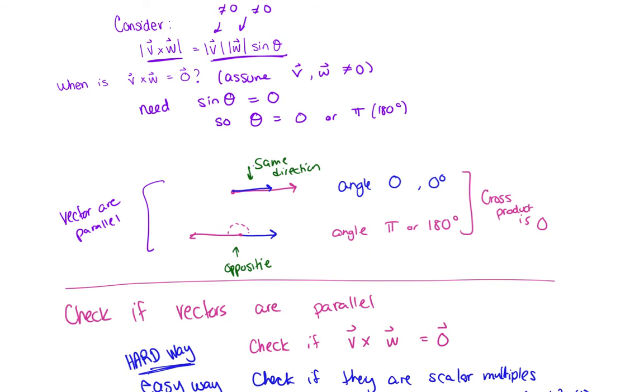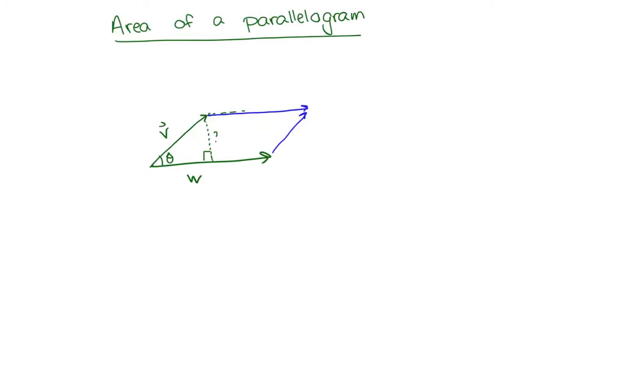So I don't even need to worry about doing cross product, which I can't in this case anyways, because they're only in 2 dimensions and not 3. But even if they were in 3 dimensions, it's still easier to check if they're scalar multiples than to check if they have a cross product of 0. All right, we have one more application of the cross product, and then we'll do a quick recap.